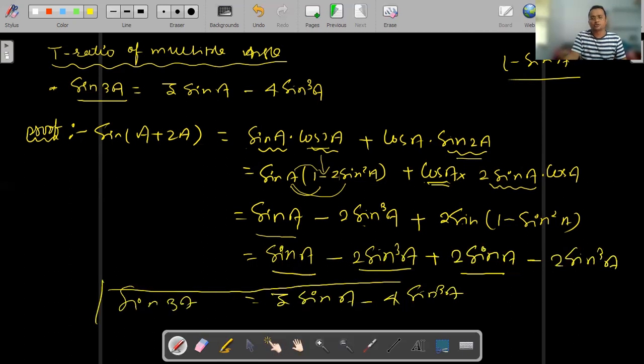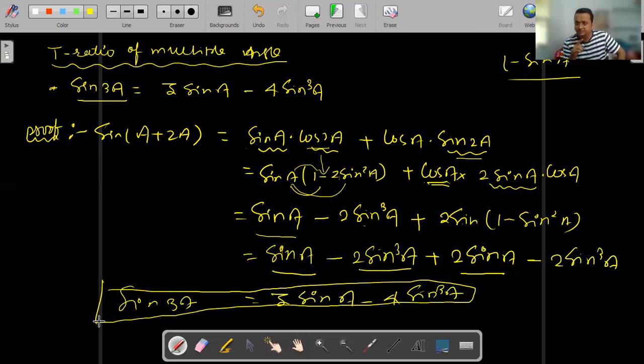T ratios of multiple angles. Is this clear? Sine 3A, just remember this formula, because while solving questions we will use it n number of times. So right now itself, you have to remember this formula. That is a very important formula. Understood?